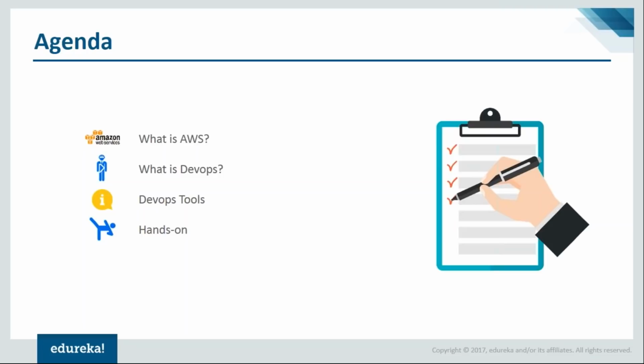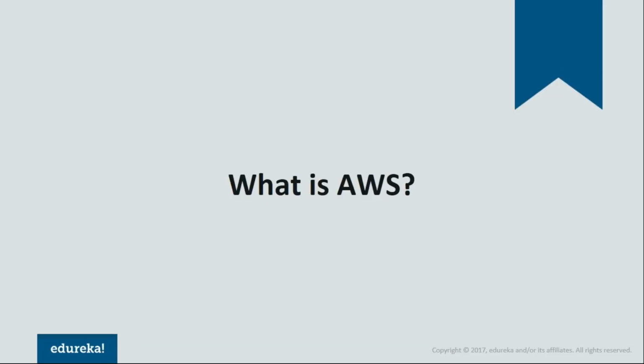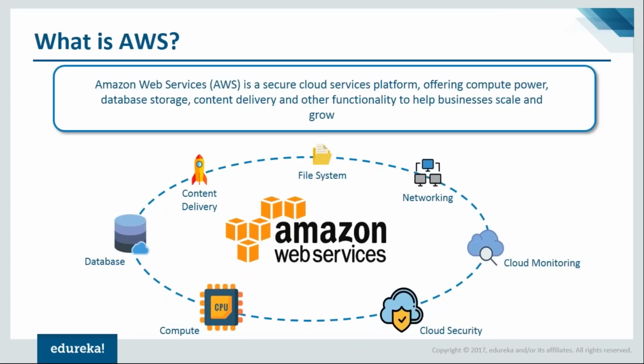So without wasting any time, let's go ahead and start with the session by the first topic, which is what is AWS. So guys, AWS is a cloud services platform on which you have services like database, you have services like compute, cloud security, cloud monitoring, networking, file system, content delivery, etc. So basically AWS rents you servers.